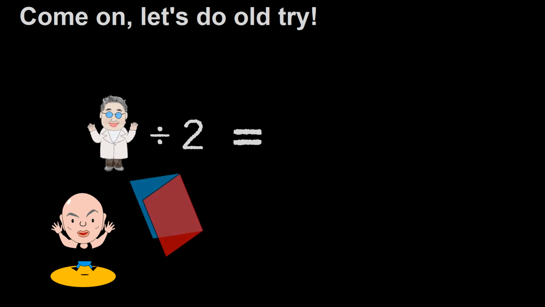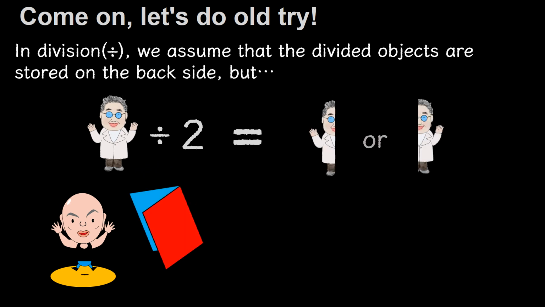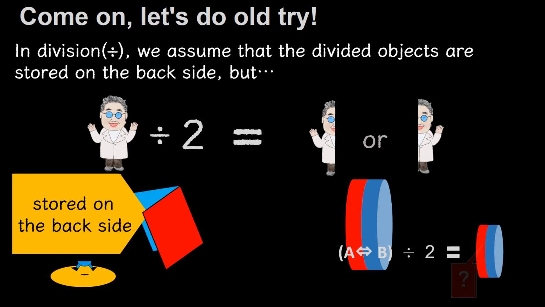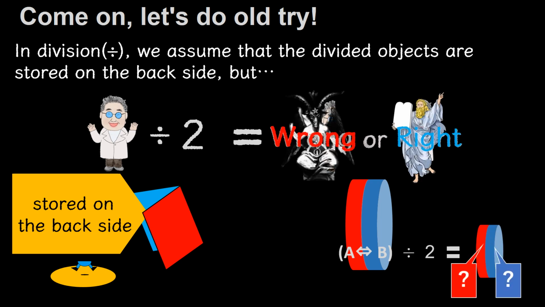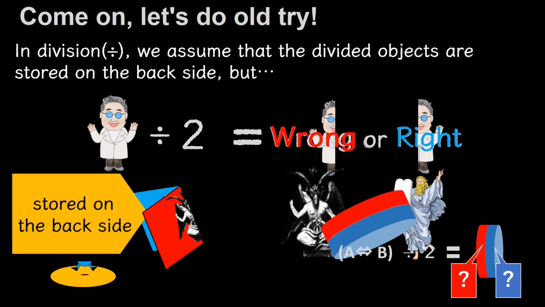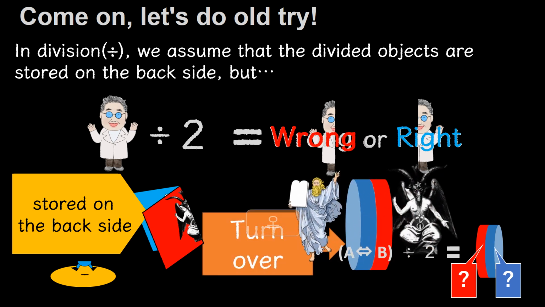Let's all try. 1 human divided by 2 is 2 pieces of man. In division, we assume that the divided objects are stored on the backside. A, if and only if B divided by 2 is what? Devil or God? Wrong or right? Turn over. You can see that they are equivalent on the front and back of the coin.